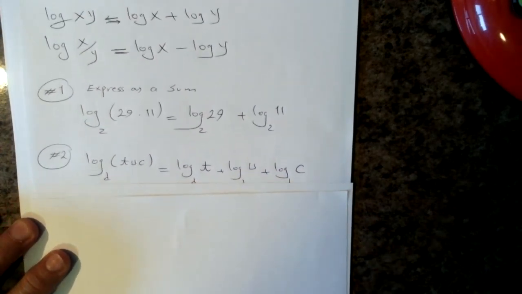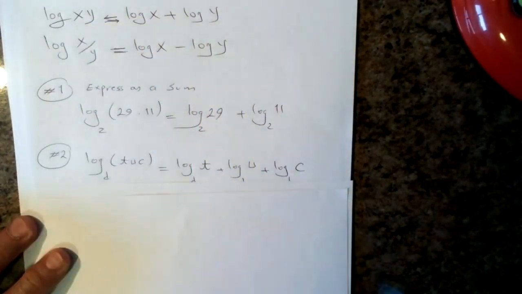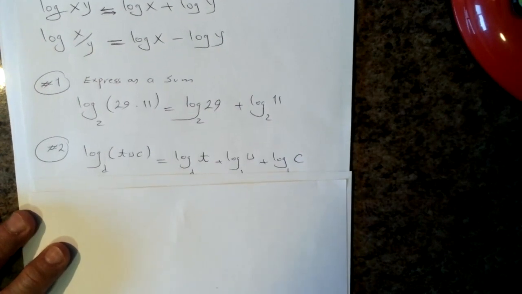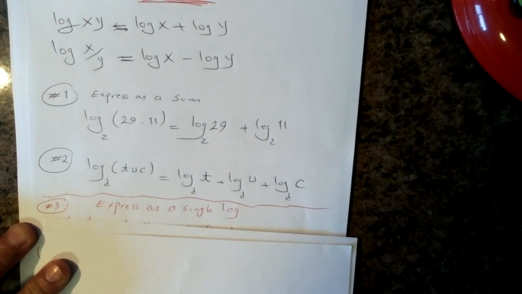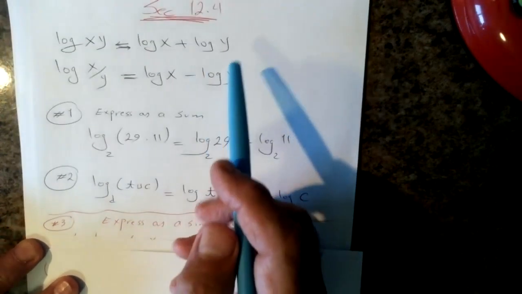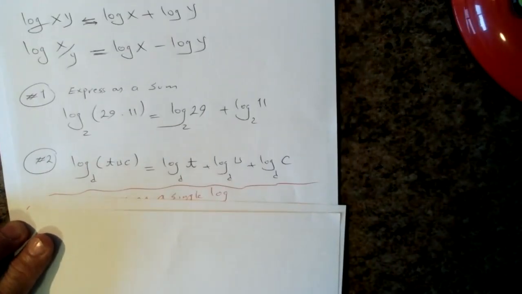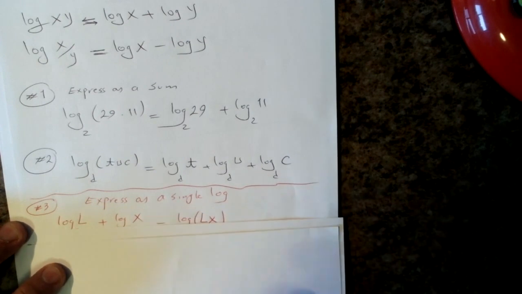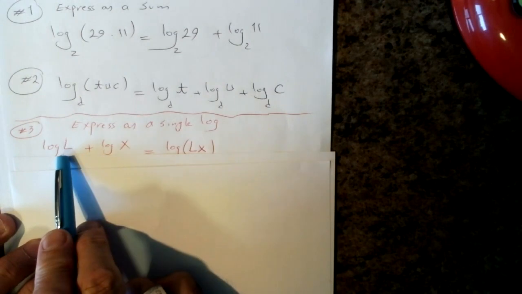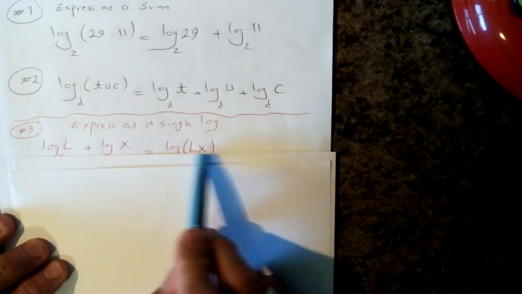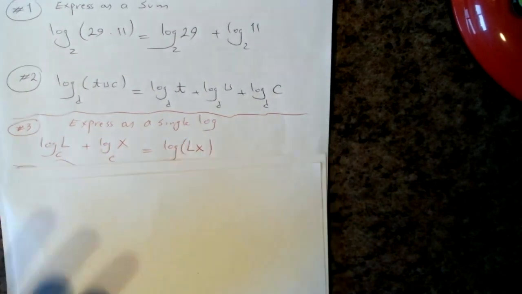And one thing in the formula, they all have the same base. I didn't put the base here because it's 10, but we want to make sure they all have the same base. Now, what if you want to do it backward? You want to go from 2 logs to 1 log, like this formula here, log of L plus log of X. If you want to go from 2 logs to a single log, you do it backward, which is log of LX.